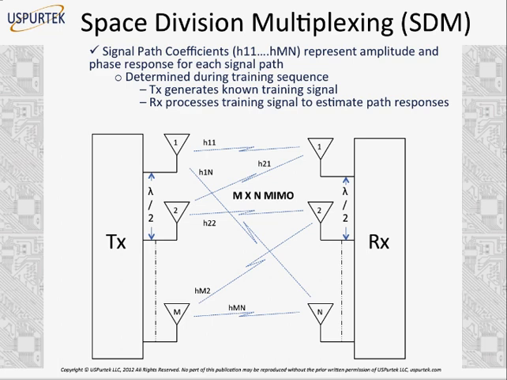So let's find out a little more about how this SDM works. In SDM, we have signal path coefficients, which are shown like H11, H22, H12, and so on. It's a matrix representation, up to HMN. These coefficients represent the amplitude and phase response for each signal path. So each signal path will have a specific signal path coefficient defined.